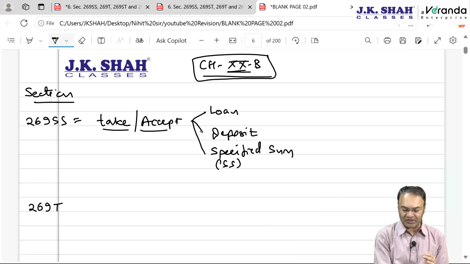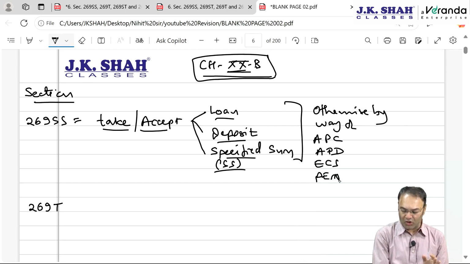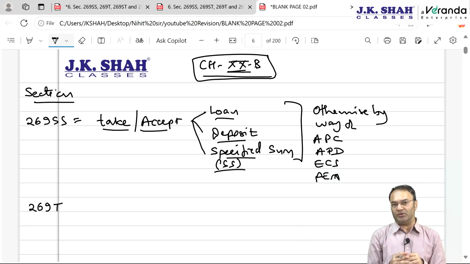No person shall take or accept loan, deposit or specified sum from any person otherwise than by way of account payee check, account payee draft, ECS or through prescribed electronic modes. Then the government clarified in Rule 119AA that prescribed electronic mode would mean 3 things: mobile wallets, ideally UPI payment, BHIM UPI, that is Bharat Interface for Money, Unified Payment Interface, or UPI QR code, Quick Response Code, or debit card powered by RuPay. And account payee check, account payee draft, you know pretty well what they are.